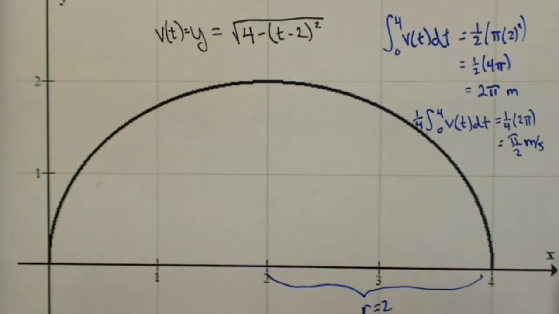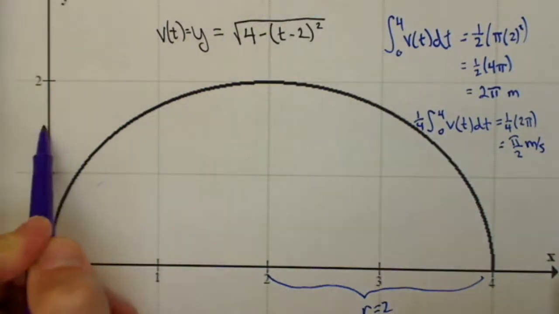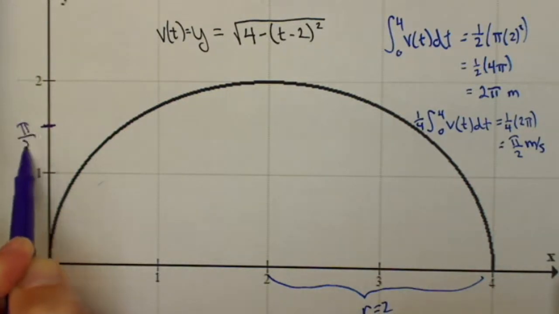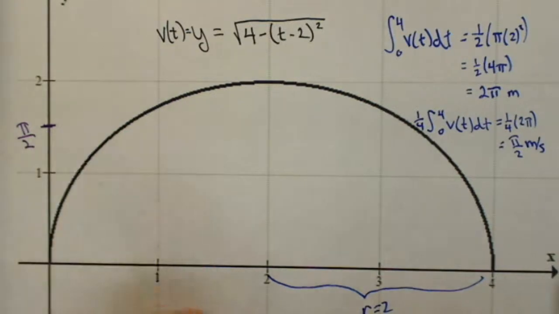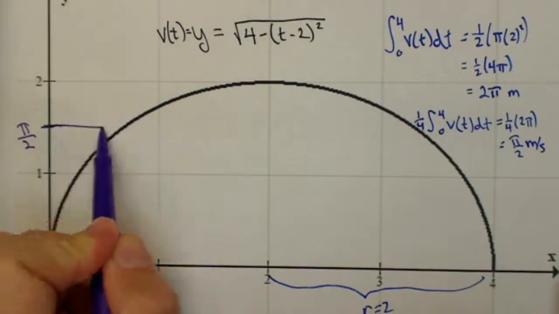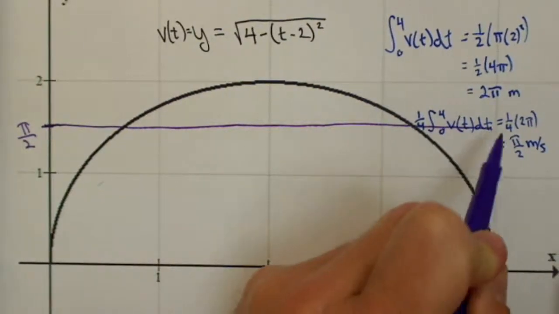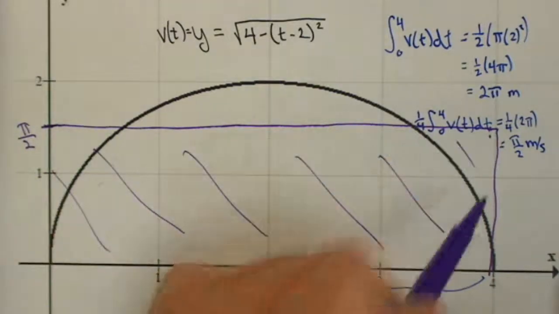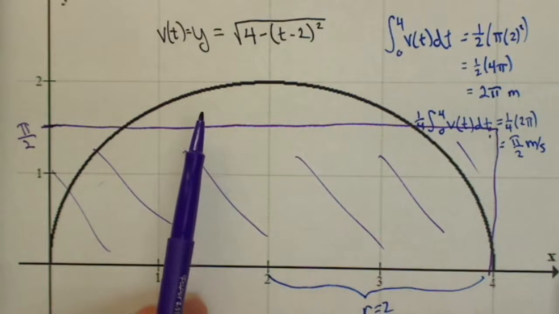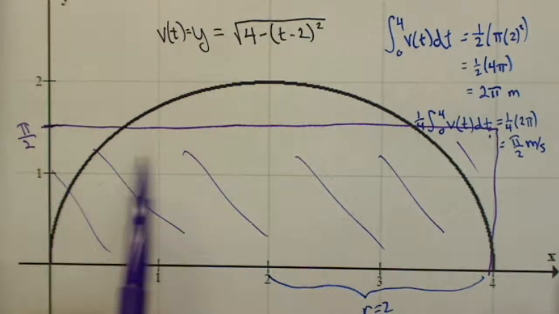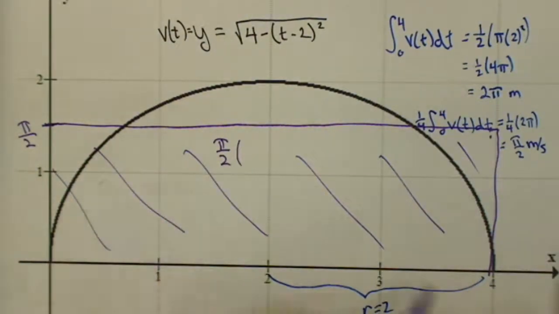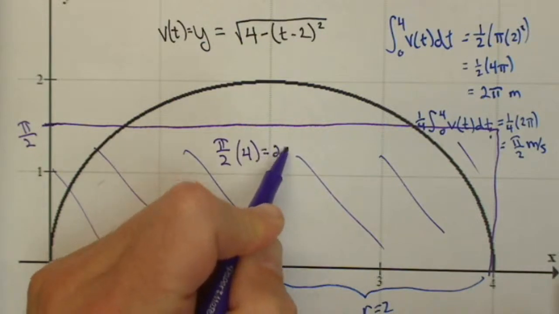In fact, what we're going to do is sketch a rectangle that has the same area. Roughly about here is where the height of the rectangle is going to be. Now this is at pi over 2. Because what we're going to say is, okay, if we were going a constant velocity of pi over 2 for 4 seconds, the area of this purple rectangle is going to be the same as the area under the curve. And if we look, the area is going to be the height, pi over 2, times the base, which is 4, or 2 pi.